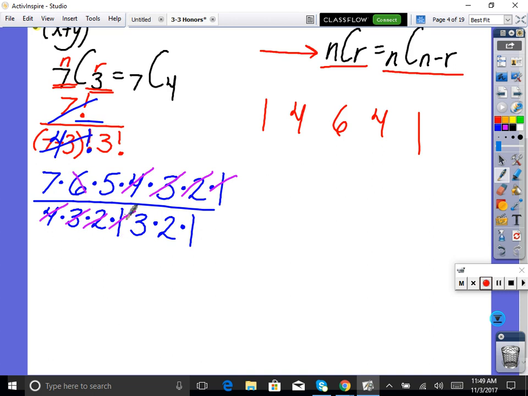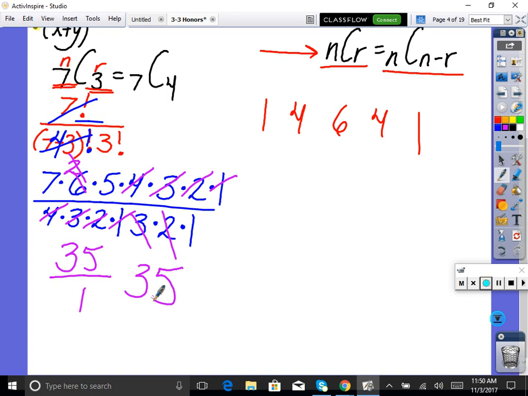We have a 6 on top. It divides with 3 on bottom and becomes a 2. Now look, doesn't this 2 divide out with this 2? Okay. And then what's left over? 7 times 5 is 35 divided by 1 is 35. So that will be the coefficient. That's how I found the coefficient.